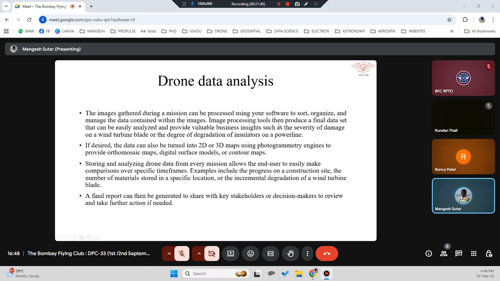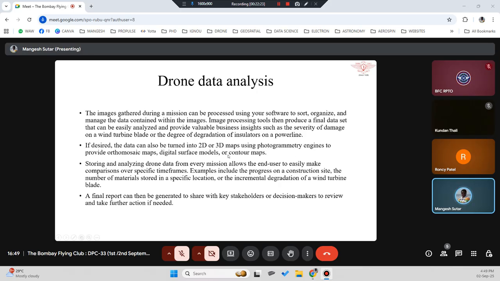The image processing tool then produces the final data set that can be easily analyzed and provides valuable business insight, such as severity of damage. Like, for example, a wind turbine can also get damaged a lot of the time. Degree of degradation of insulators, like I told you, on power line towers. If the desired data can be turned into 2D, or eventually, when we completed the project, the board was talking about creating 3D images of each tower. So in real time, once you have the image data, you have a complete 3D image of the tower itself.